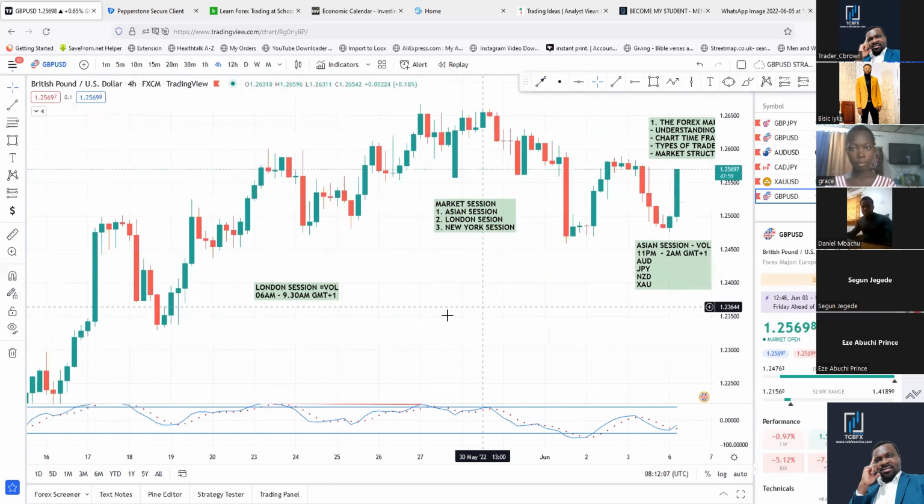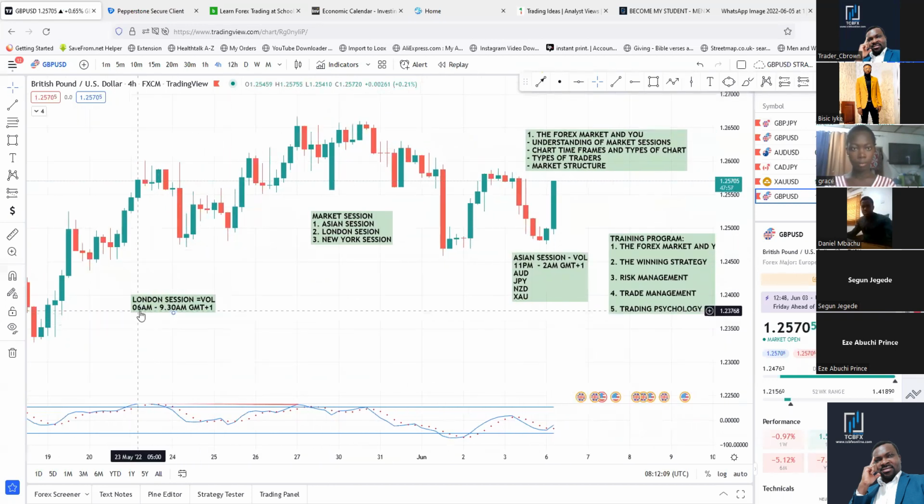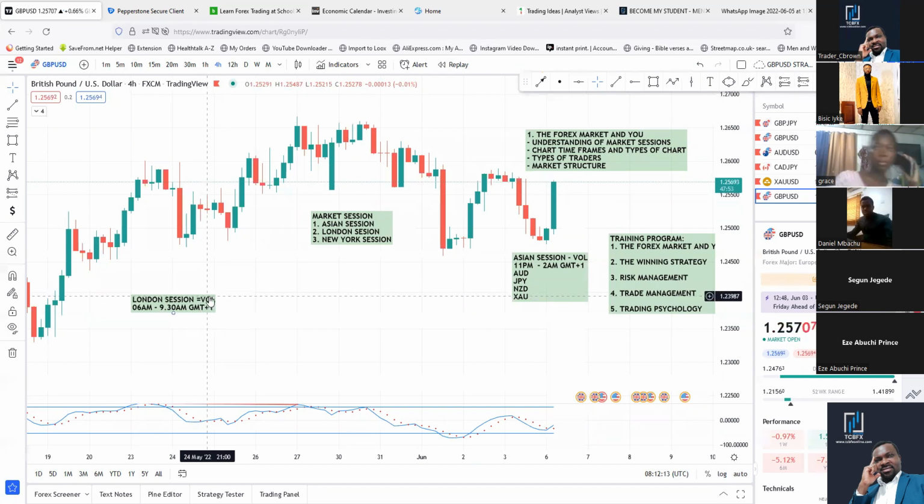Massively it's pushing up. Okay, London section. Don't forget, write this down, put it in your diary, and if you have a trading room, put it on your wall and say, this is my trading hour. By 9:30, if I don't see entry, I will close my laptop. I'm done for the day. I will not even force trade.